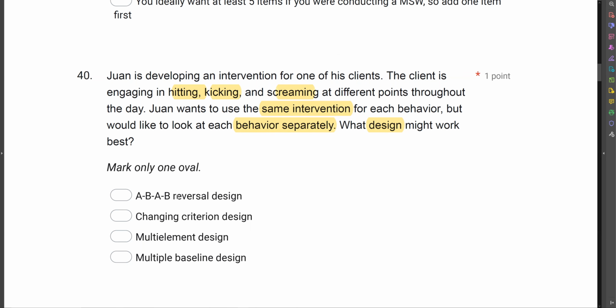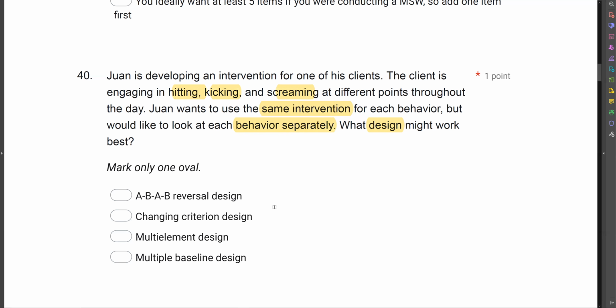AB reversal design. Well, with an AB design, what are we doing? We've got our baseline intervention. Back to baseline, same intervention. But are we getting an opportunity with an AB reversal design to look at hitting, kicking, and screaming separately? We would really need 3 different AB reversal designs. Is there a better way to go about doing that?